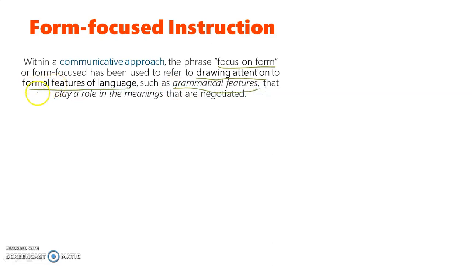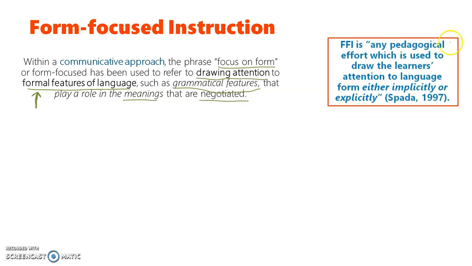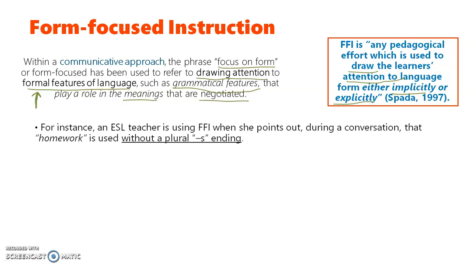So when we say language forms, as I said earlier, we mean anything related to language, all the skills that you learn as a language learner, okay? And drawing attention happens through communication and going through negotiation for meaning, okay? So this action of drawing learners' attention actually happens either implicitly, that is indirectly, or explicitly, directly.